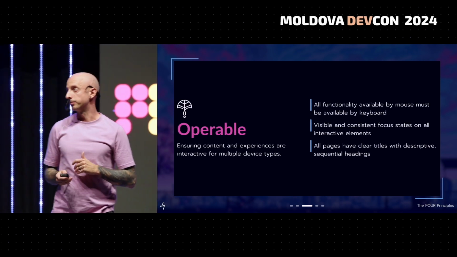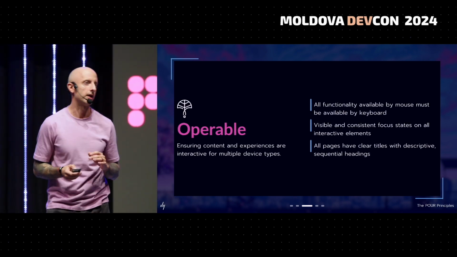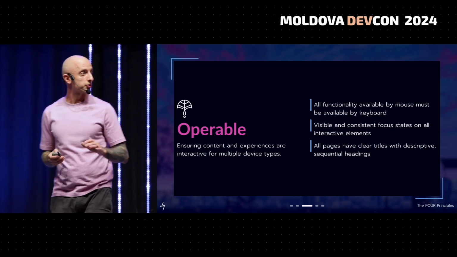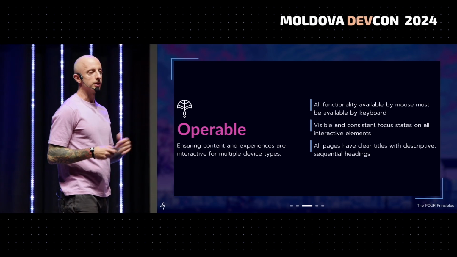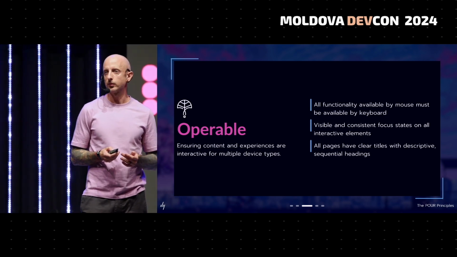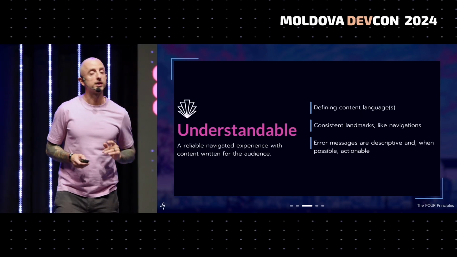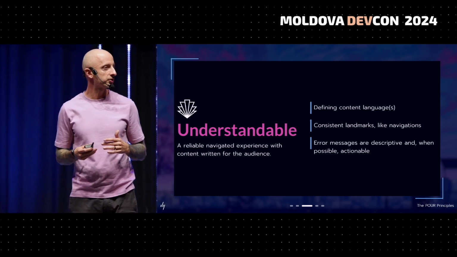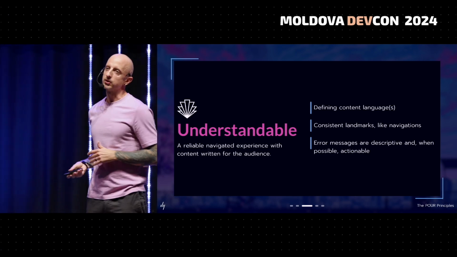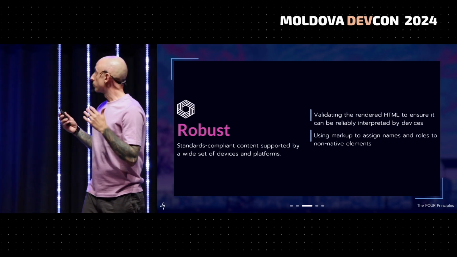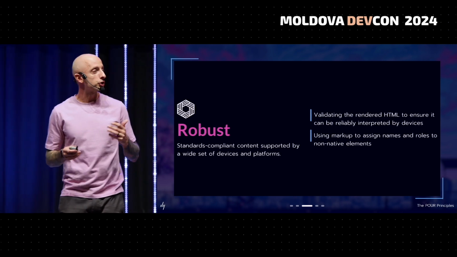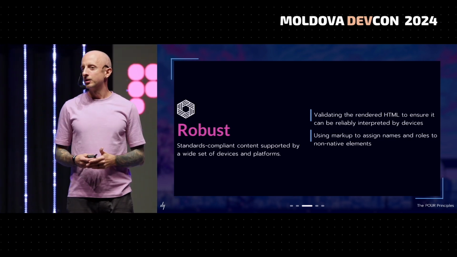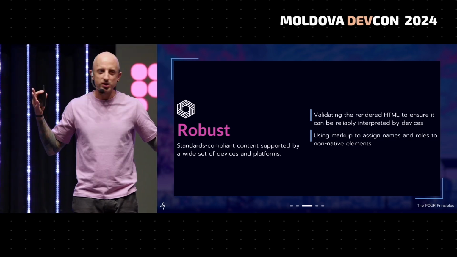Next, we have operable. And this mostly boils down to, if you build functionality that supports a mouse, let's also support other input devices like keyboards. Then the last 2 we're going to do pretty quickly. First one is understandable. This is making sure that we're defining content languages for our products and creating a consistent UI experience. And then robust, making sure that we're shipping standards compliant semantic HTML to the client at the end of the day to ensure we have the broadest amount of support that we can.